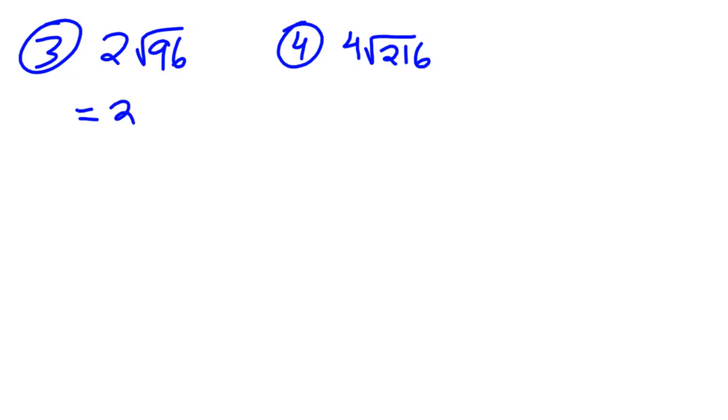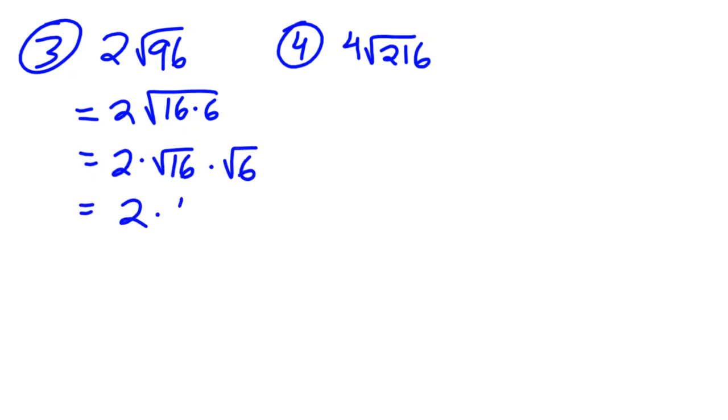So I rewrite the 2. We can rewrite 96 using 16 and 6. So I'm going to rewrite this as 2 times rad 16 times rad 6. And we can take the square root of 16, that's 4. And to finish this, I'm going to write 8 rad 6. And that is the most simplified we can rewrite this.